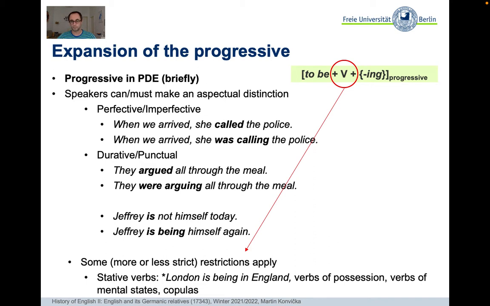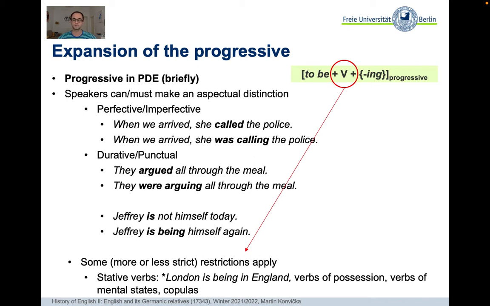However, the verb that can be used in such a progressive construction cannot be just any verb. There are certain restrictions, more or less strict, but for example, stative verbs, such as verbs that describe a state of affairs, right? For example, London is the capital of England. This is something that we can hardly use in the progressive, right? So London is being in England or is being the capital of England is really weird and could only be used in a very restricted context.